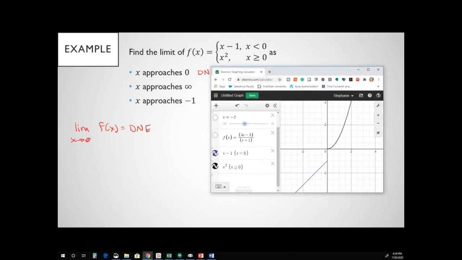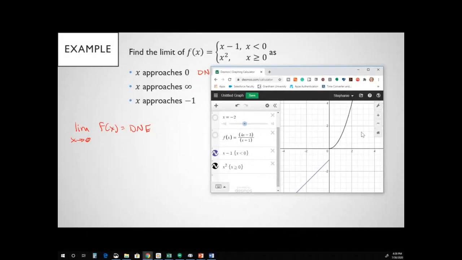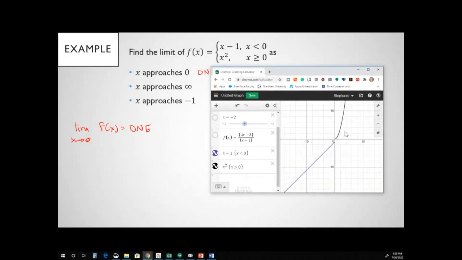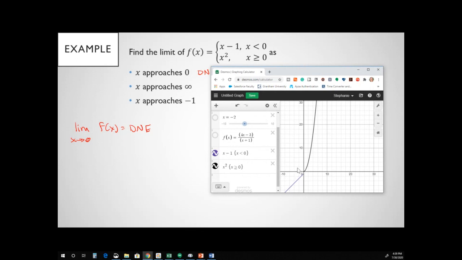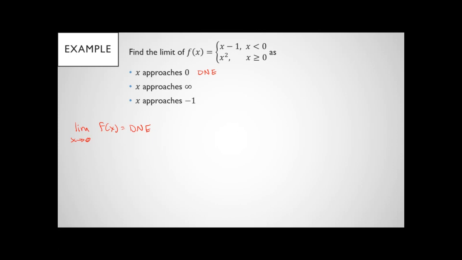As x goes to infinity, here I'm only interested in the right side, so I'm going to just scroll up, and you can see the right side is a polynomial, so that's talking about the end behavior, and that is heading up towards positive infinity. So the limit as x goes to infinity of f of x is infinity.